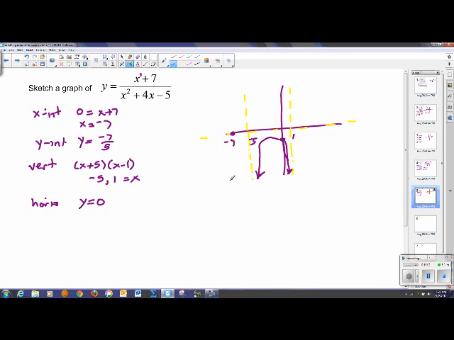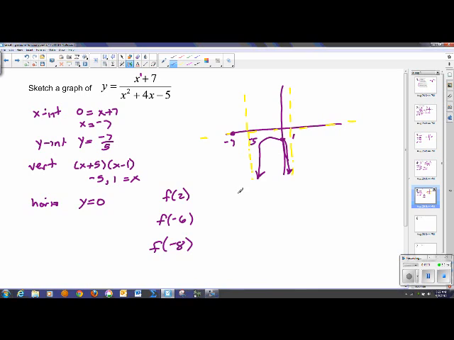So I'm going to have to do a couple of things. I actually need to plug in 3 points. I need to plug a point to the left and to the right of this point in to find out if it's above or below the axis, and then I need to plug a point to the right of 1 in. So I'm going to look at f of 2, f of -6, and f of -8.